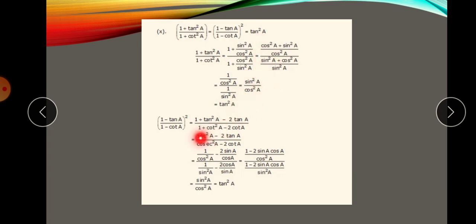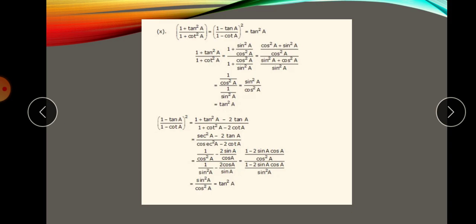You got the third. Same way here, 1 minus tan, 1 minus cot. Here, since it is a whole square, first you take it as the (a minus b) whole square formula. What is the (a minus b) whole square formula? 1 plus tan square A minus 2 tan A. Same way, down also, 1 plus cot square A minus 2 cot A, that is a square plus b square minus 2ab. Now, as we know, 1 plus tan square is nothing but secant square, 1 plus cot square is nothing but cosecant square. So secant square A minus 2 tan A by cosecant square A minus 2 cot A.